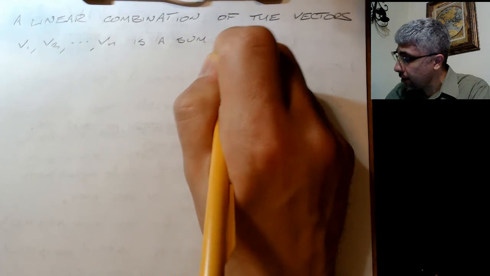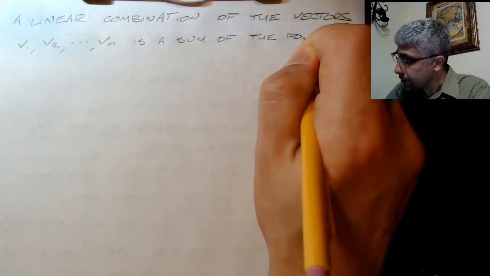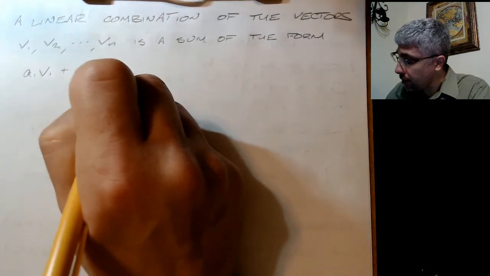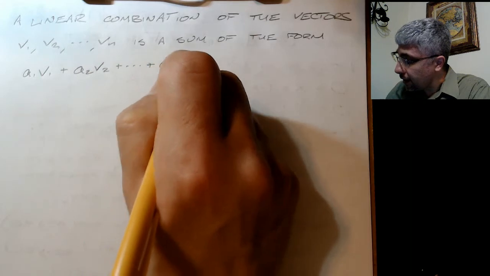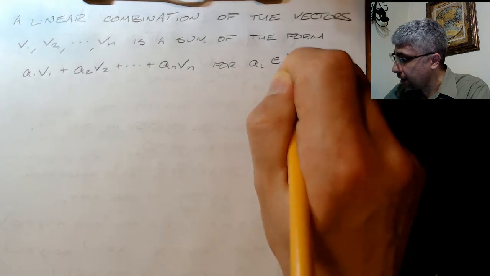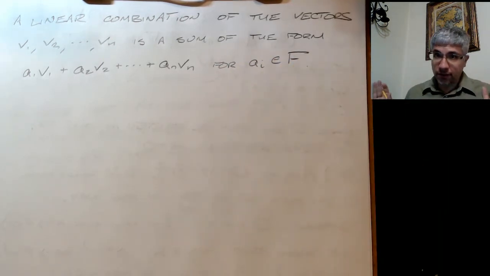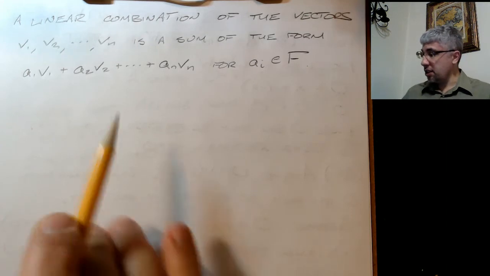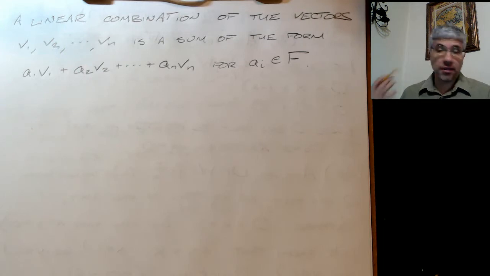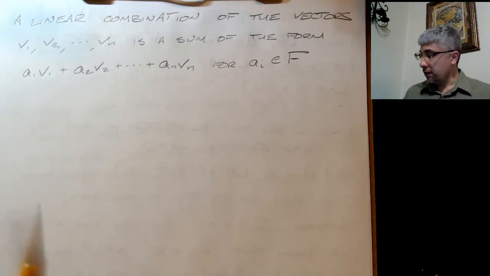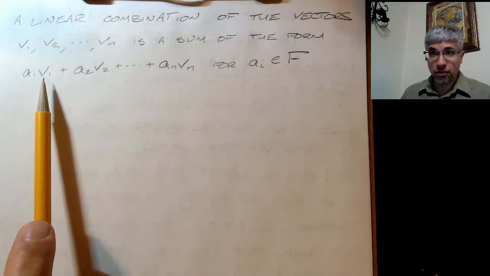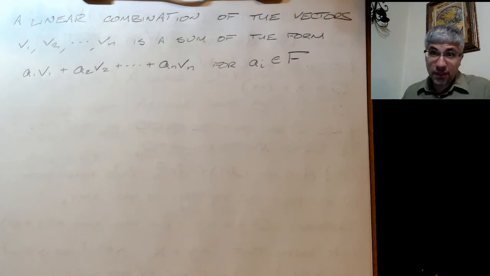of the form a1 v1 plus a2 v2 plus dot dot dot an vn for some ai in our field, which could be whatever. So a linear combination is just a sum of this form. Some multiple of the first plus some multiple of the second plus some multiple of the third, and so on. For example, if you only had one vector, what would you get? Well, you would get all the multiples of a single vector. Okay. Now what is span?